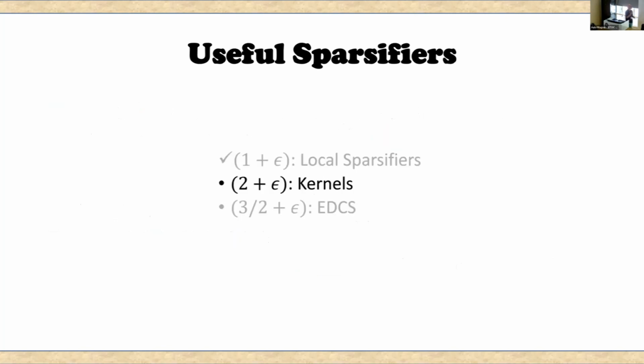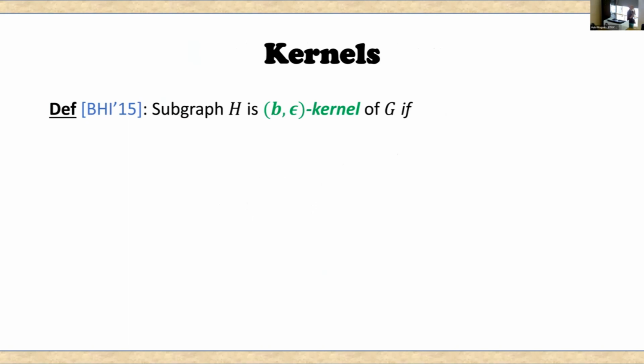All right, now let's talk about a different sparsifier, which cropped up in that very busy bottom right quadrant in the plot I showed you earlier. A kernel, introduced by Bhattacharya, Henzinger, and Italiano in 15, is the following subgraph. We say a subgraph H is a B epsilon kernel of G if the following two properties of the degrees in H are satisfied. First of all, we want bounded degree. In particular, the max degree is at most B.